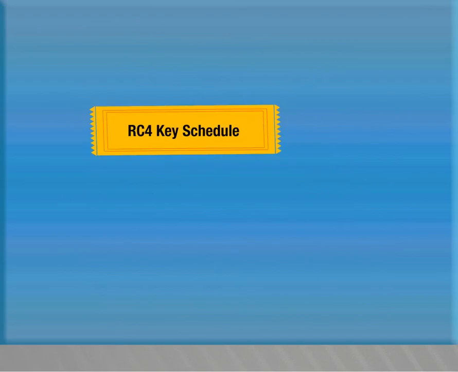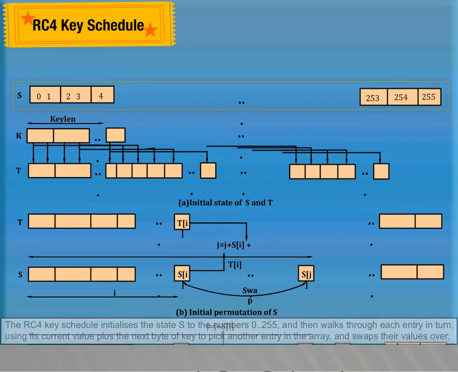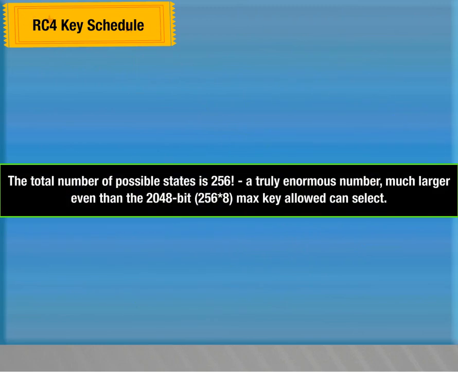RC4 key schedule. The RC4 key schedule initializes the state S to the numbers 0 up to 255 and then walks through each entry in turn, using its current value plus the next byte of key to pick another entry in the array and swaps their values over. After doing this 256 times, the result is a well and truly shuffled array. S forms the internal state of the cipher. The total number of possible states is 256 factorial, a truly enormous number, much larger even than the 2048-bit, that is 256 times 8, max key allowed, can select.